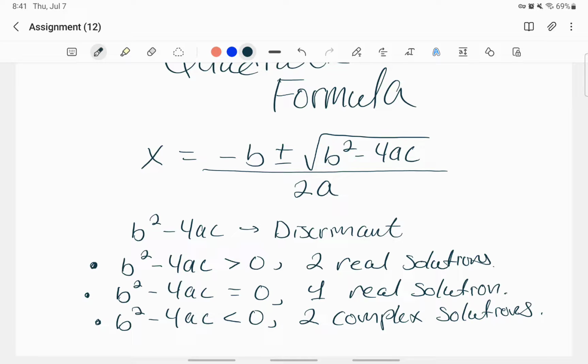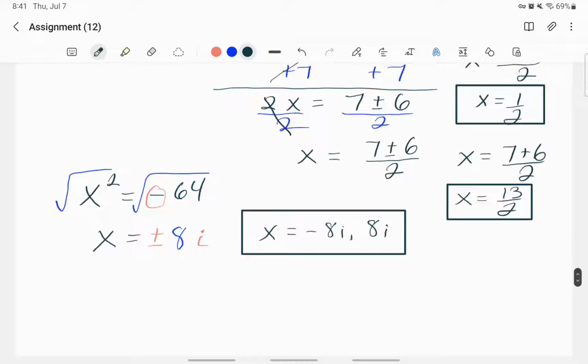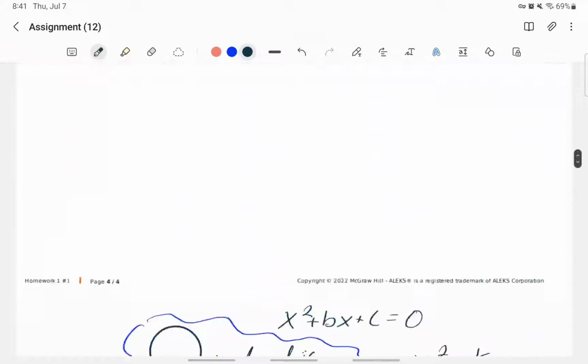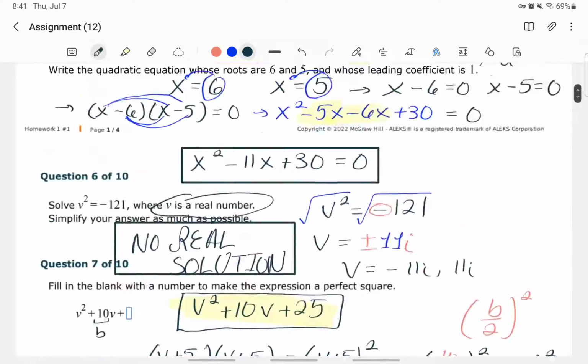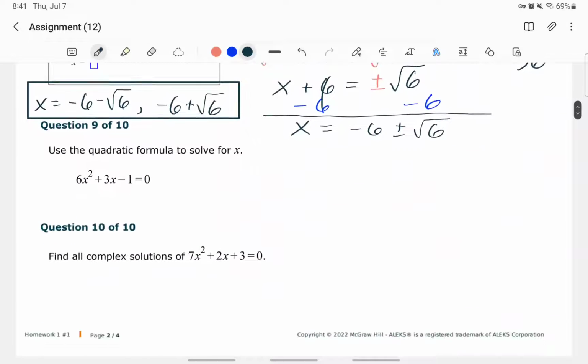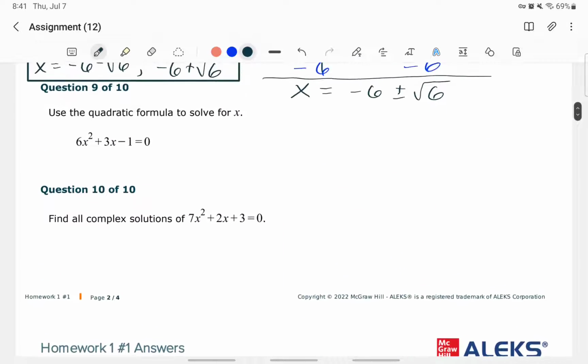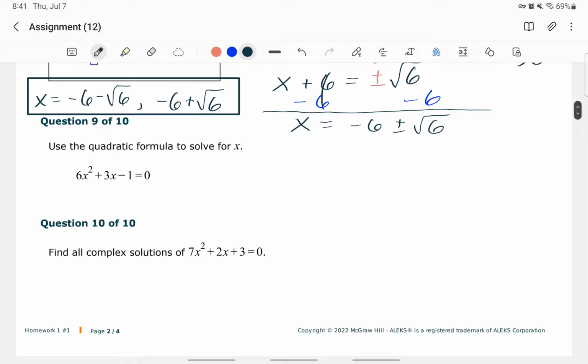All right, let's get into the quadratic formula. Number 9 and number 10 wants us to use the quadratic formula to solve for x. Number 10 says find all the complex solutions. So I know I'm not dealing with any real numbers.